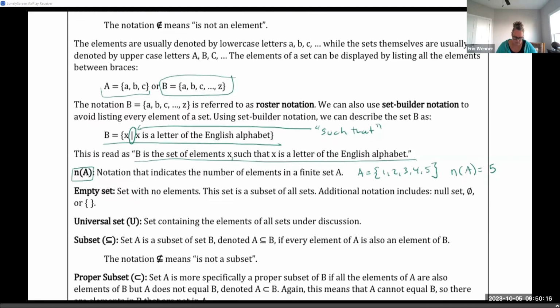Then we have the concept of the empty set, which is a set with no elements in it. This set is a subset of all sets. An additional notation includes the term null set, a 0 with a line through it, or just brackets without anything in it. Okay.